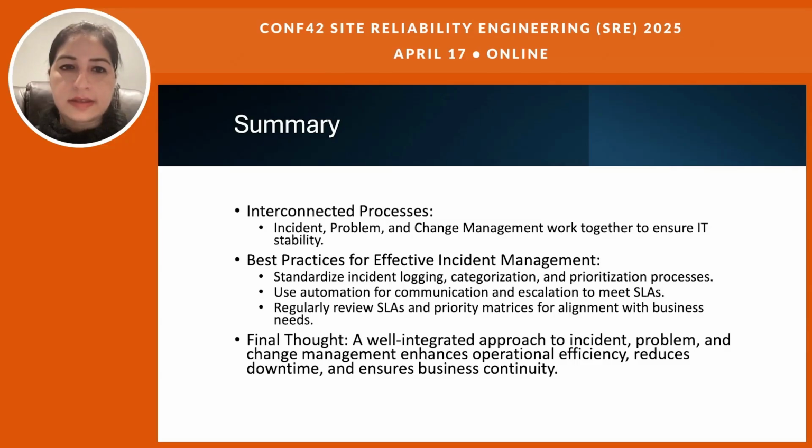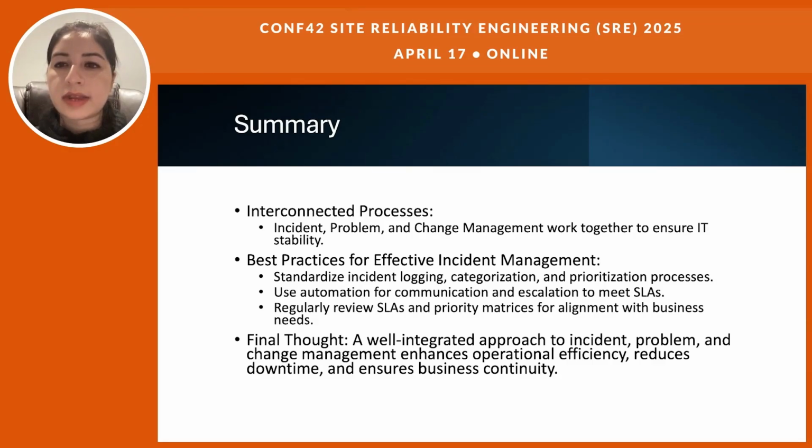So let's discuss some quick tips for effective incident management. The first is to standardize incident logging, categorization, and prioritization processes so teams can respond consistently and effectively. For example, a P1 or priority 1 incident to one team member should not be a P3 or priority 3 incident to another. The second point is to use automation tools for communication and escalation to ensure service level agreements or SLAs are met without delays.